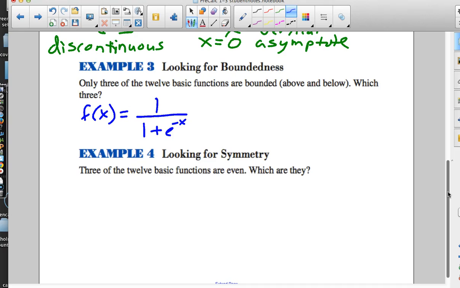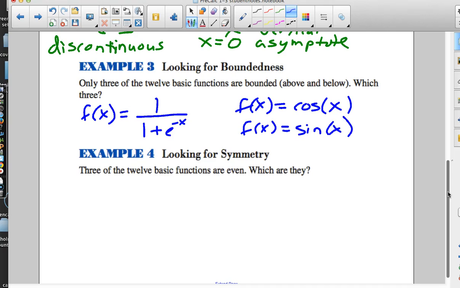So f of x equals 1 over 1 plus e to the x. What else? Cosine? And if cosine of x is going to be bounded, what else is bounded? Sine. Only 3 of the 12 basic functions are bounded.